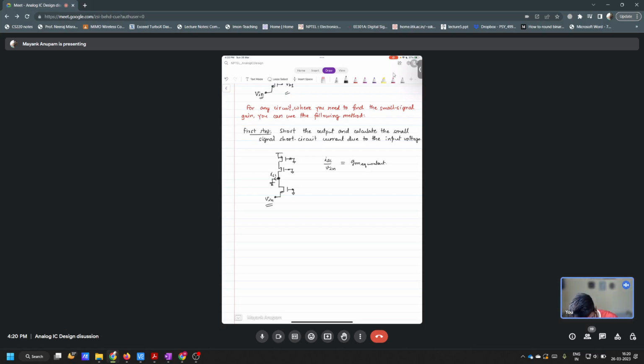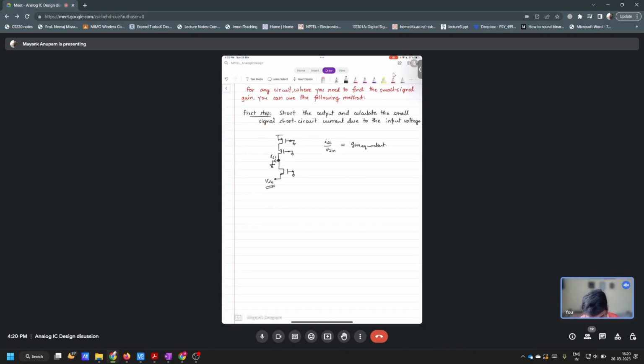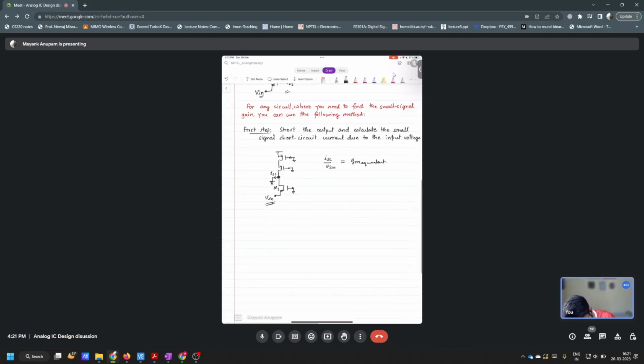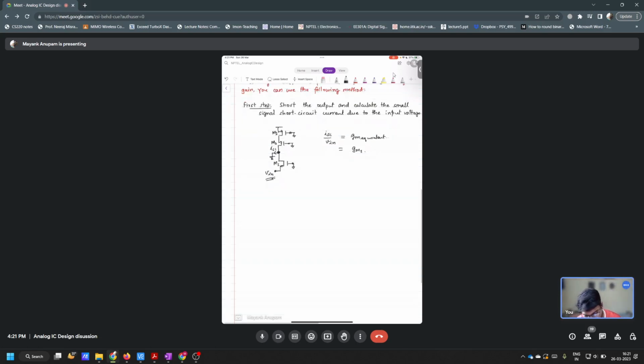So because of this input voltage, how much short circuit current is flowing? That is what we first have to find out. What will that be in this case? This is M1, this is M2. It is simply GM1. Correct. So here the short circuit current ISC by V in will simply be equal to GM of 1. Correct. Now this is the first step.